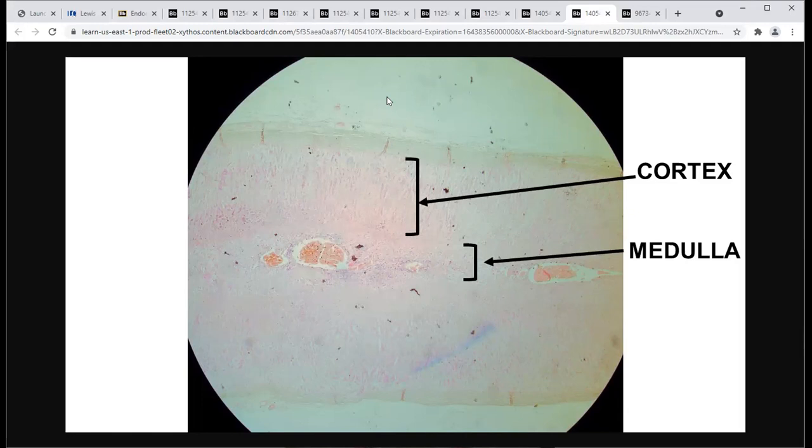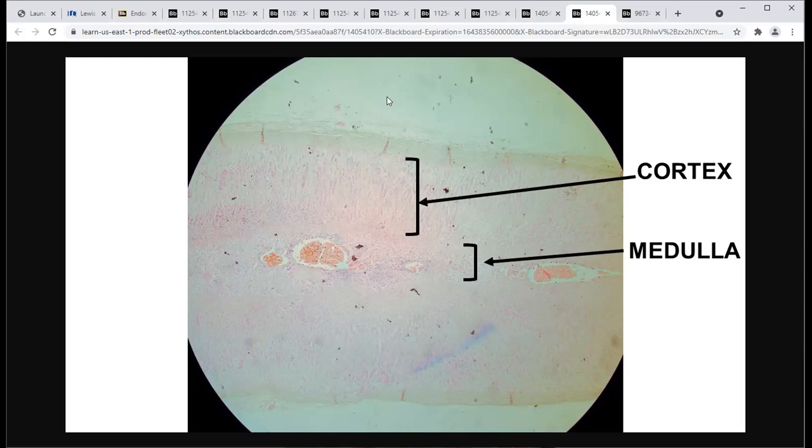So again, this is the microscopic look and the division of labor. In addition to that model that shows you cortex and medulla, this is a little different, a transverse cut as opposed to more of a sagittal cut that you see on that model.